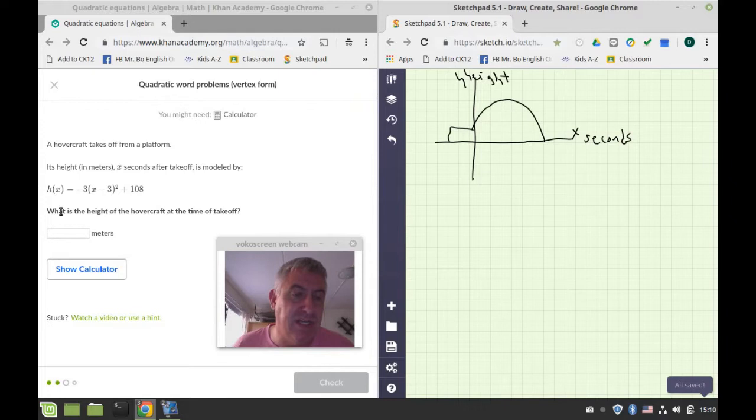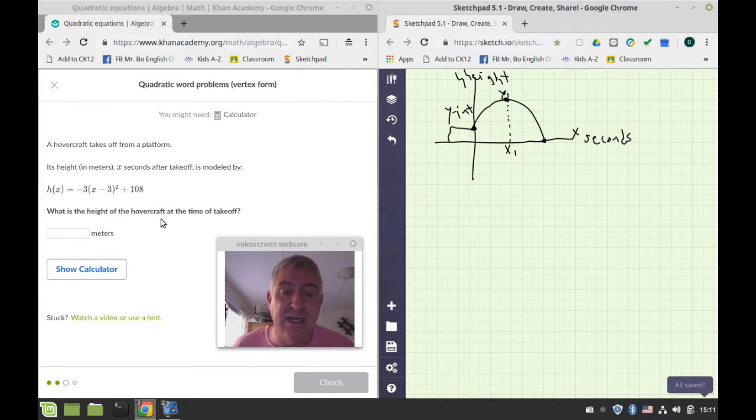So the question is, what is the height of the hovercraft at the time of takeoff? And again, we've only got 4 questions they're really going to ask, because we've only got 4 really interesting points right here. We've got our highest value, and the time when it's the highest, when does it get back down to 0, and where does it start? So this is at the time of takeoff. This is asking us, where does it start? So it wants the y-intercept.